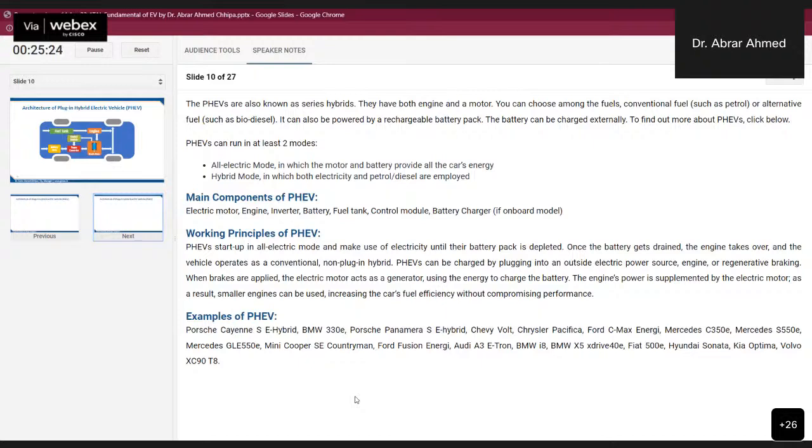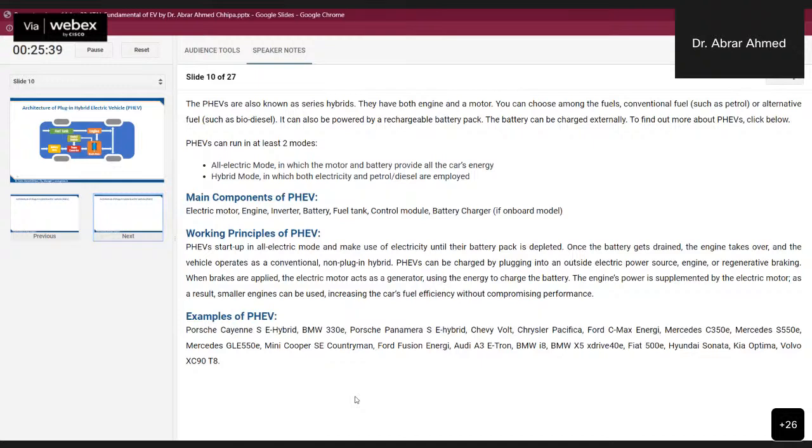You can use all electric mode or hybrid mode. In all electric mode, the motor and battery provide all the car energy, or in hybrid mode, both electricity and petrol or diesel are employed.